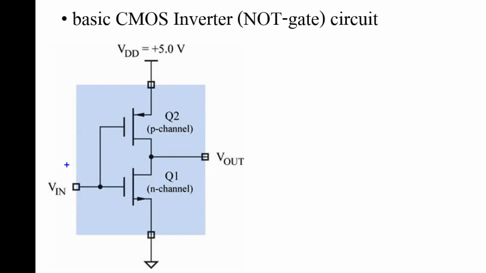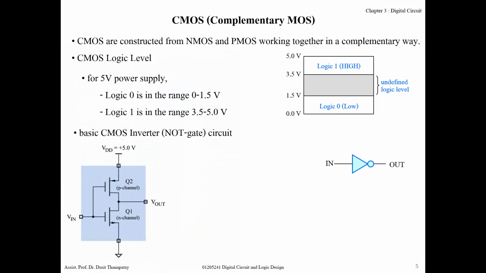For the previous one, apply 0, output is 5, and when you apply 5, output is 0. So it inverts together, right? Input is low, output is high; input high, output will be low. Okay. So this kind of circuit acts as an inverter. Okay, inverter. Okay, or this one, this inverter.